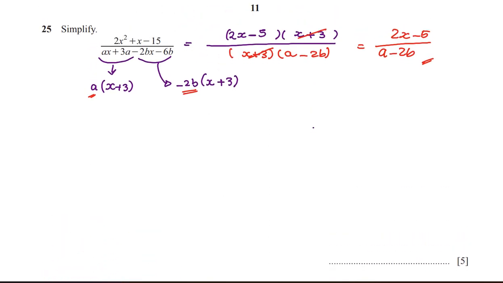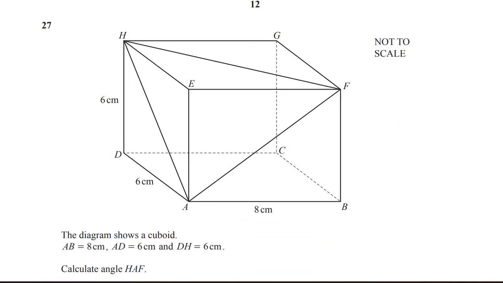Okay, for question number 12, he's giving me this cuboid and telling me that AB equals 8, AD equals 6, DH equals 6 centimeters. Before starting the question, keep in mind that if it was a cube, he would only need to give me one side and the rest of the edges are equal. Now it is a cuboid, so I can also share the lengths. If this is 8, this will also be 8, and if this is 6, this will also be 6.